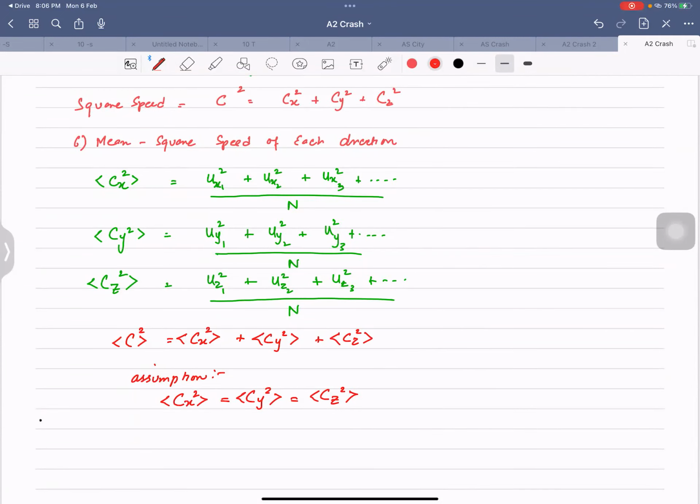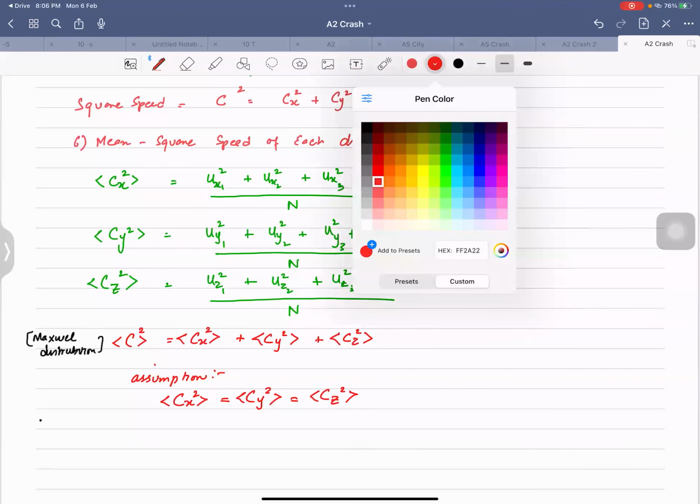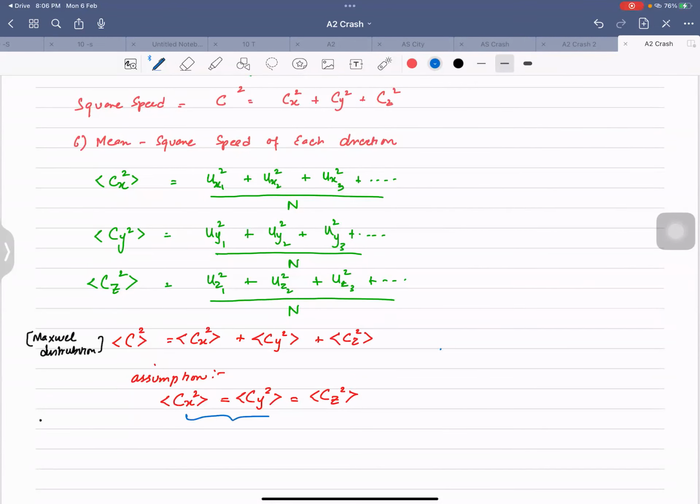So this is very true in the actual sense as well. If you really want to learn more about it after your exams, you can always look at the Maxwell distribution curve. Well, nobody will do it, but if you want to, you can. Anyway, going to the next part: according to this, if all of them are the same, can I write c square is equal to 3 times cx square? Can I do that, please?